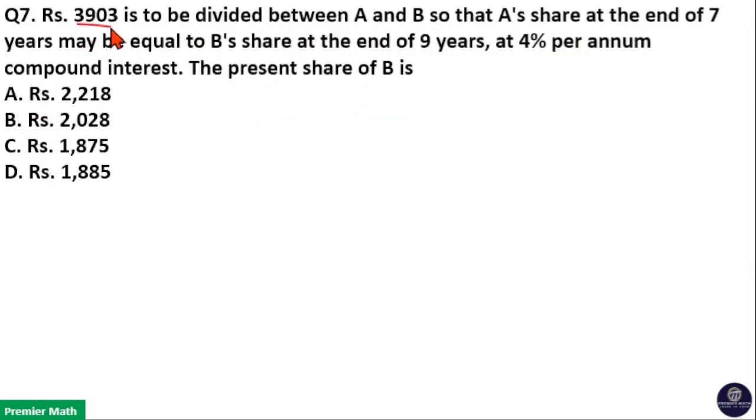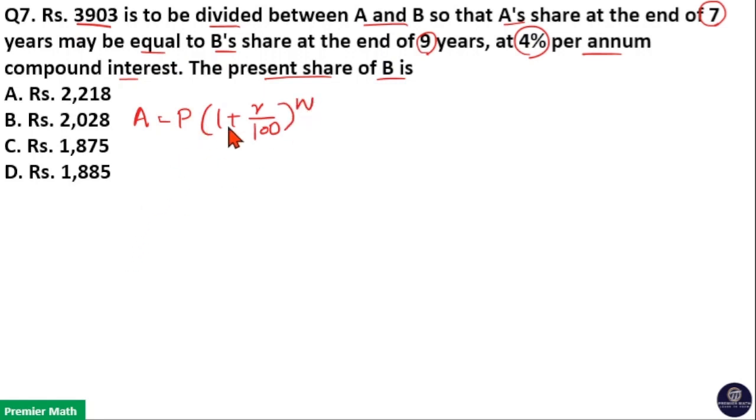Rupees 3,903 is to be divided between A and B so that A's share at the end of 7 years may be equal to B's share at the end of 9 years at 4% per annum compound interest. We need the present share of B, that is the principal of B. Here, the amount formula is principal into 1 plus R by 100 raised to the number of years n. Here, R is the rate of interest, which is 4%. So R is equal to 4 here.